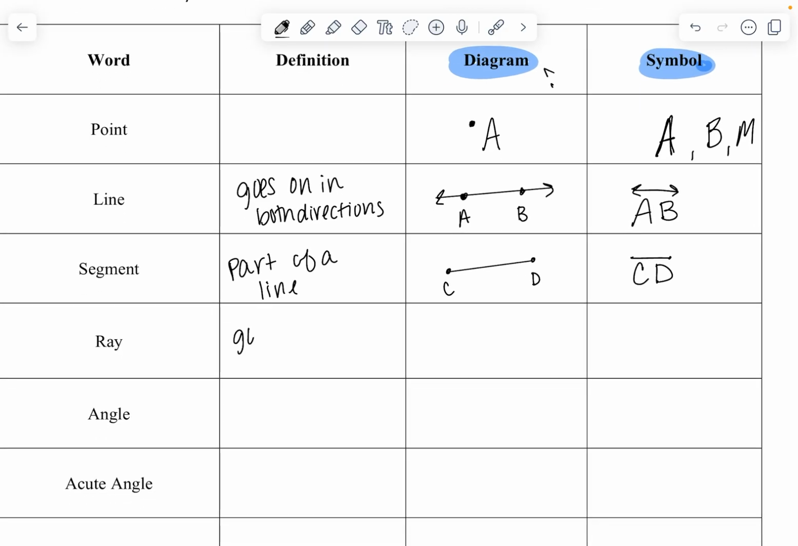A ray goes in one direction and has one endpoint. So it's kind of a line and a segment put together. Think of a ray of sunshine. It starts at the sun and then I guess beams down in another direction. So a ray has an endpoint and then it goes off in another direction.